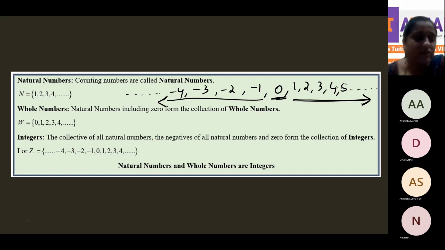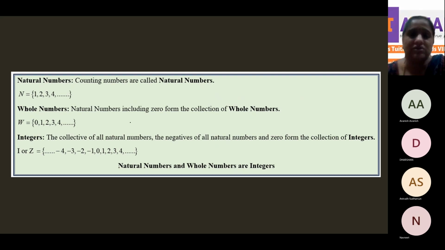If I give you a number and ask you if it is an integer, you should ask yourself 3 questions. Is that number a natural number? Is that number the negative of a natural number? Or is that number 0? If you get yes for any one of these 3 questions, then it's an integer.